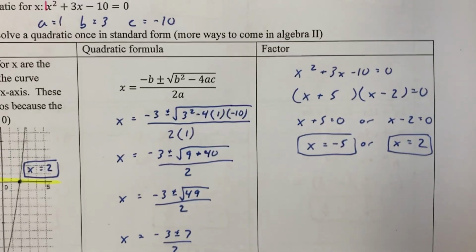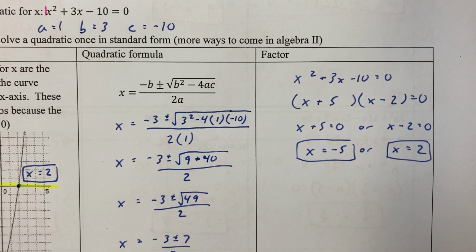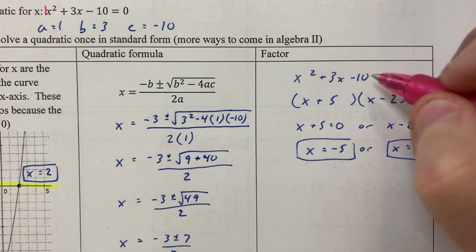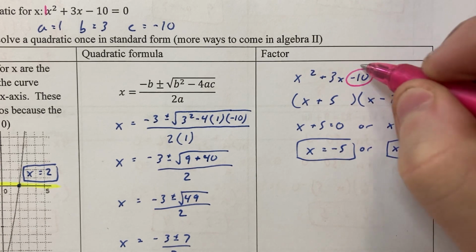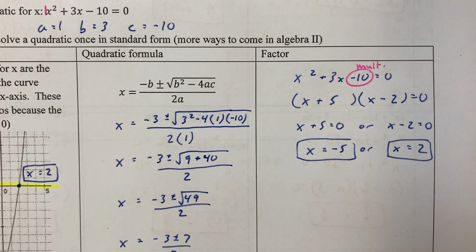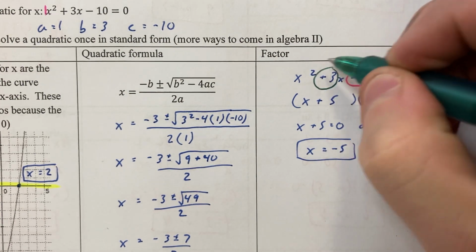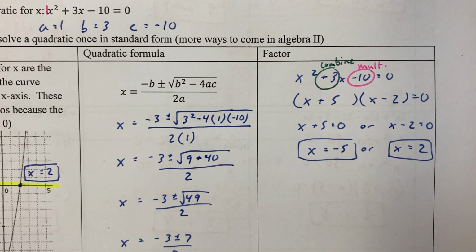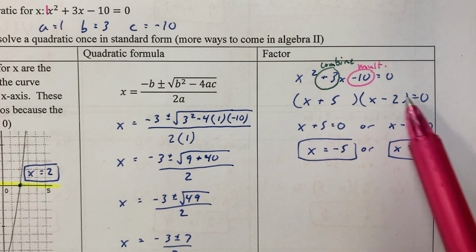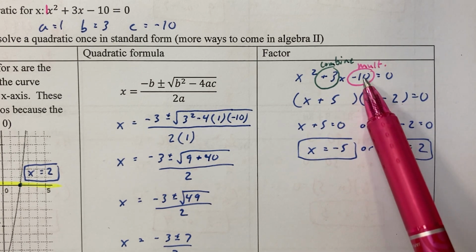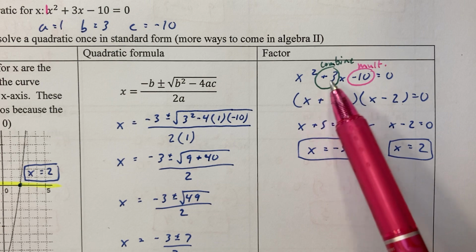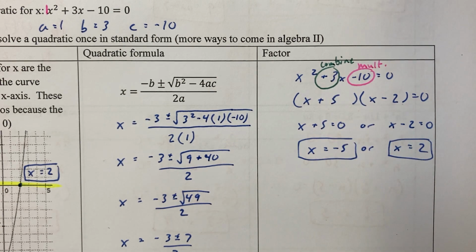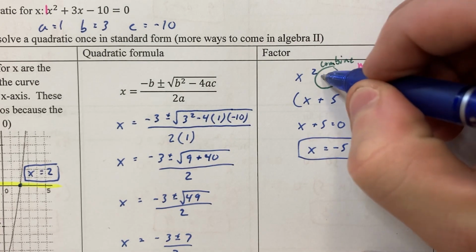All right, the third option to solve this is to factor. Now, when you factor, what you're looking for are numbers that multiply to this, and they have to combine to this. And the answer is 5 and -2. 5 and -2 multiply to -10. 5 and -2 combine to +3. How was I able to do that in my head so fast? It's because I know my multiplication.